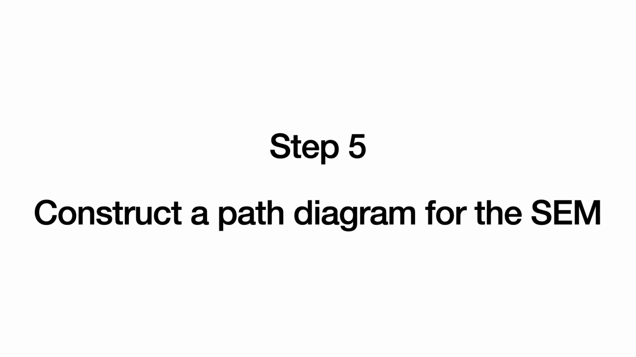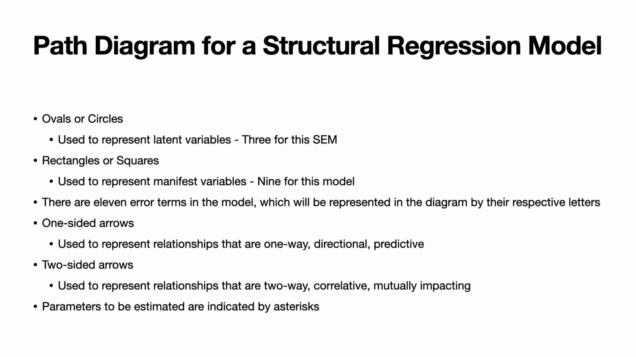All right, and then step 5, we're going to take what we've put together and construct a path diagram for this particular structural equation model. You'll recall that ovals or circles are used to represent latent variables in a structural equation model, and we've got 3 of those in this model. Rectangles or squares are used to represent manifest variables. These are the observable and therefore measurable variables in the model, and we have 9 in this model.